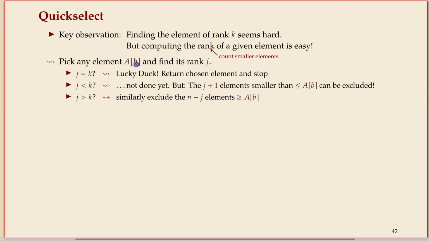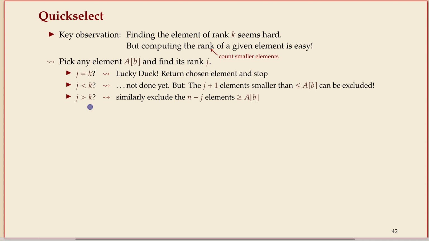So what do we do? We pick an arbitrary element and find its rank. How do we find the rank? Well, we count how many are smaller. If, by accident, we happen to pick the right element that we were looking for, then we can stop. Otherwise, we have learned something. Namely, if the rank of the element that we picked is too small, then we know all elements that are even smaller than that element will also definitely have too small a rank. So we can exclude all of those. And that includes the element that we picked itself. Because it's zero-based, that's j plus 1 elements that we can exclude.